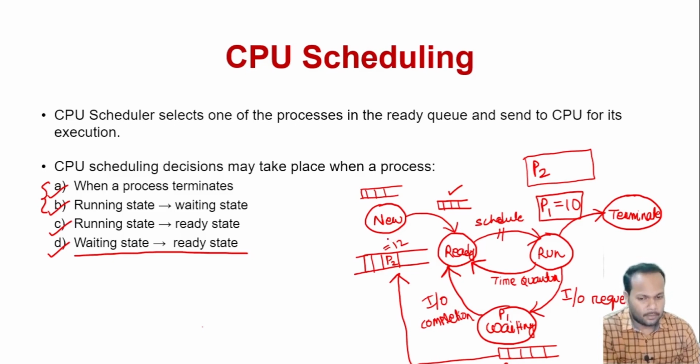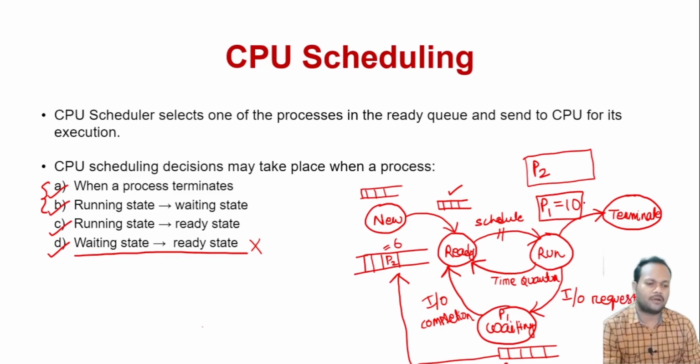But it is not always the case, because it is not that every time a process goes from waiting state to ready state, the CPU scheduler has to be involved. It might so happen that P2 is coming from waiting state to ready state and P2's priority is 6, but the currently running process is P1 whose priority is 10.